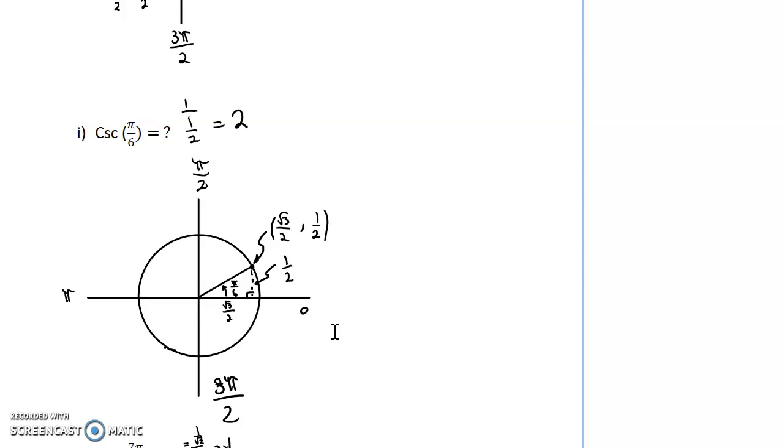The cosecant of pi over 6 will be the reciprocal of sine of pi over 6, which is the y-coordinate of the POI on the unit circle. The y-coordinate of this point is 1 over 2, and its reciprocal is 2 over 1. Therefore, the cosecant of pi over 6 is 2.